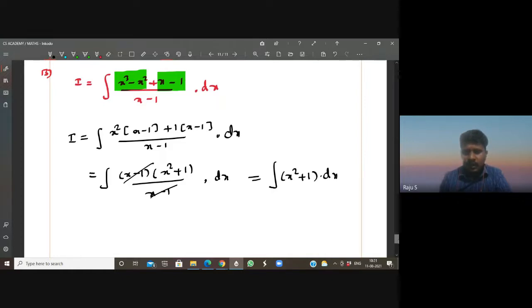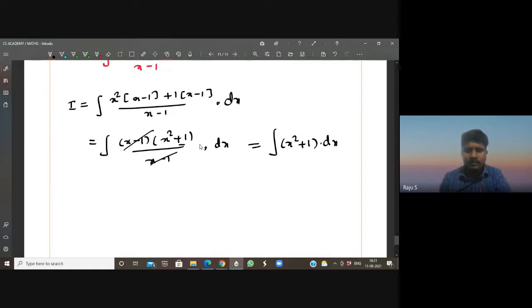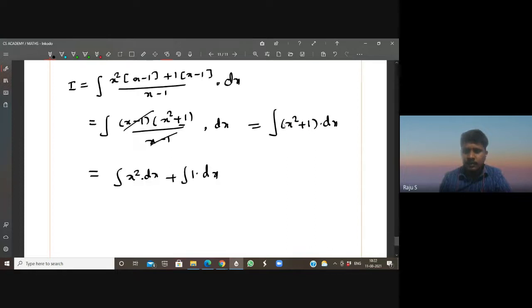Now, finally we got x square plus 1. You can write it separately: integral x square dx plus integral 1 dx. So I split it into 2 functions. X square is x power 2 plus 1 by 2 plus 1, plus integral 1, which is nothing but derivative and integral cancel, it is x plus c.